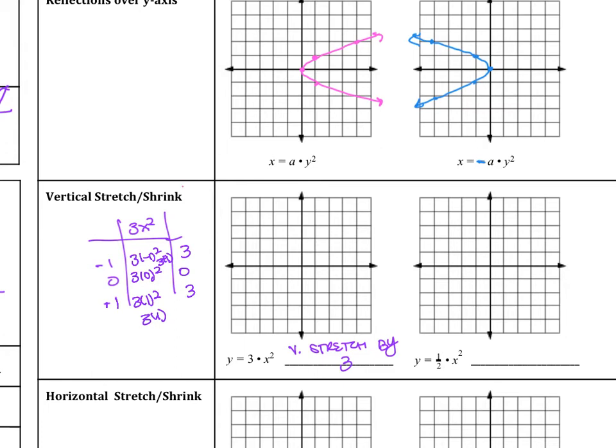And then if I go one more out, let's just try 2, just so you can see it. So it's 3 times 2 squared, and then that's 3 times 4, which is 12. So it goes up very, very quickly. So we start at 0, 0, and then at 1, we're at +3. And then at -1, we're still at +3. It's going up very, very fast. And then the next point is 12.